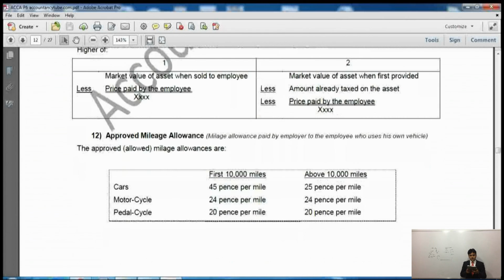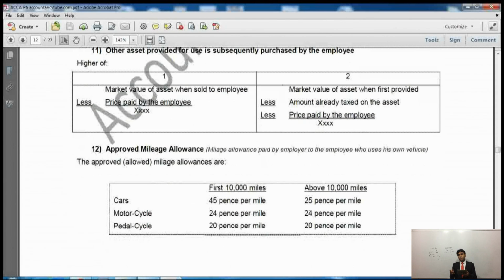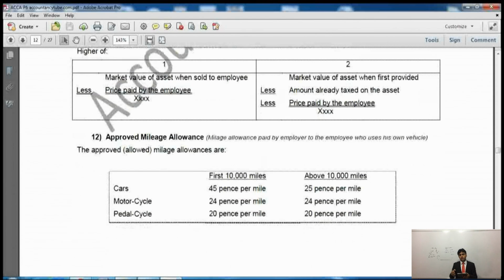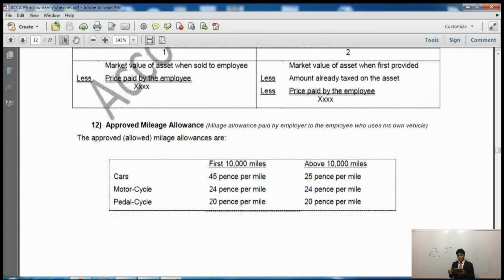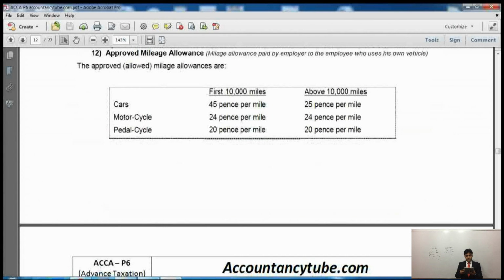The other way to calculate is to take the market value of asset when first provided. So I will have to take the value of the laptop when my boss gave it to me the first time. So it could be 2 years ago. So I will have to take that value, then the amount already taxed on it. So how to calculate the tax? 20% of it. So I will have to deduct how much I have paid tax on it, then the price paid by the employee. I will also have to deduct what I paid for it. So whatever the answer is, it will be added in my benefits.